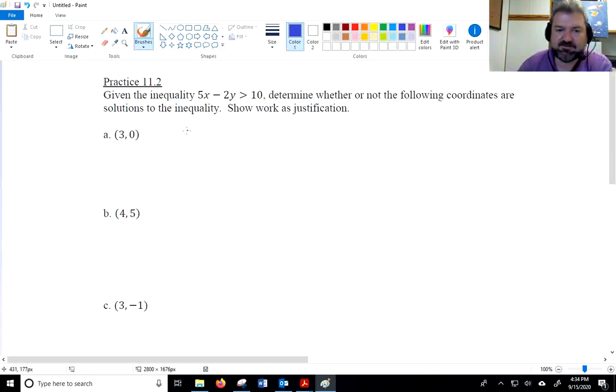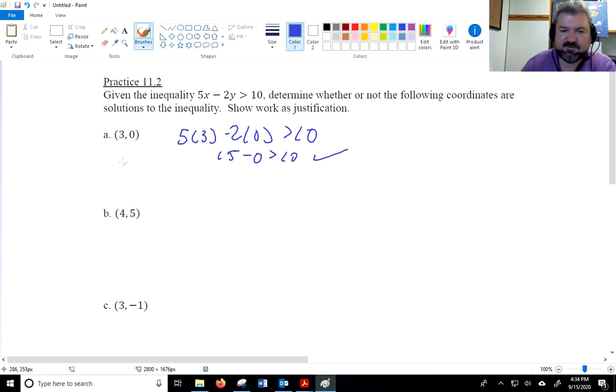So I will plug in 3, 0. So 5 times 3 minus 2 times 0, is that greater than 10? That's 15 minus 0, which is definitely greater than 10. So this must be a solution. Yes, it is a solution.